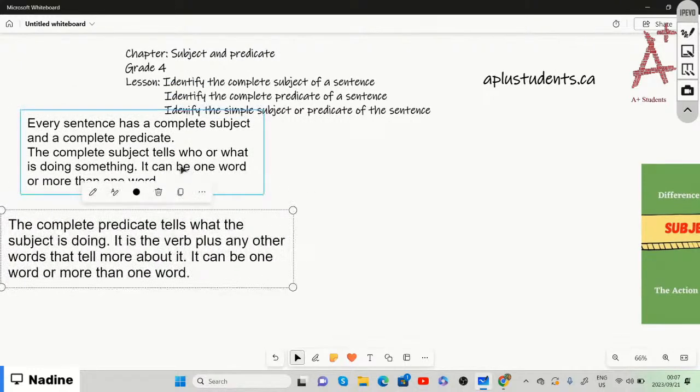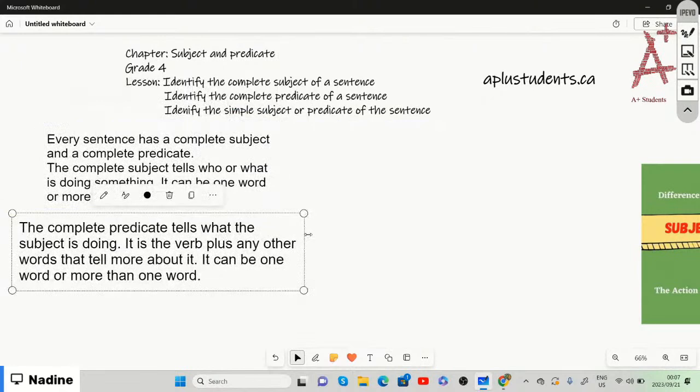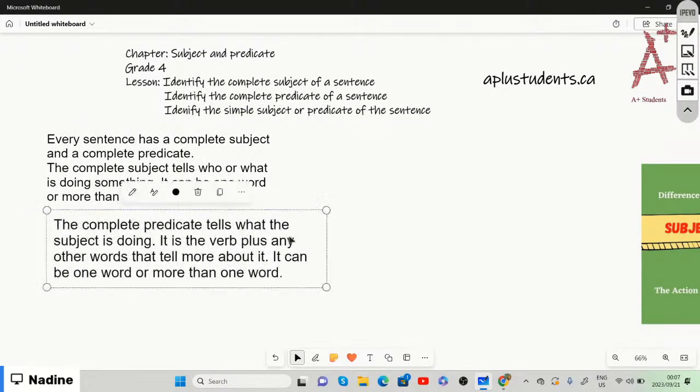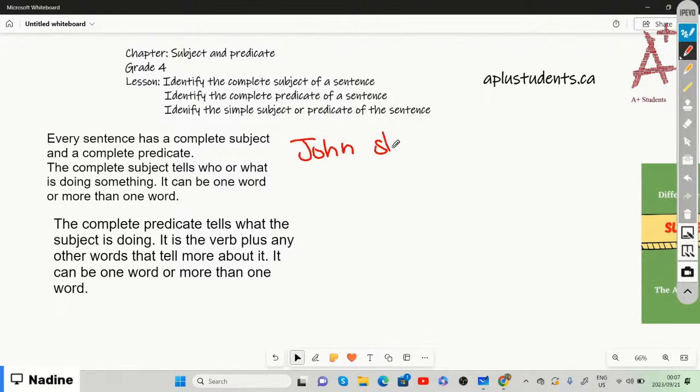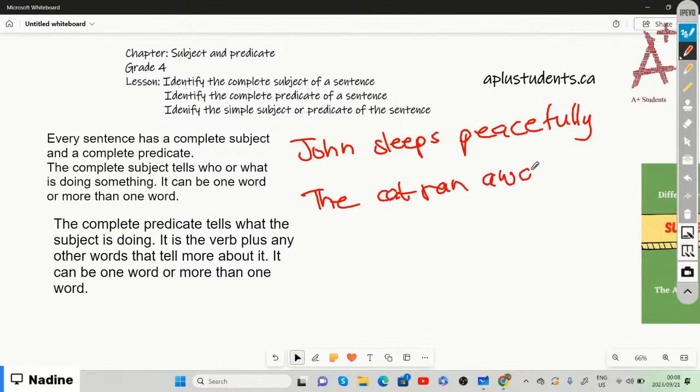And then we have a predicate, and a predicate tells you what the subject is doing. So if I write those sentences again, it was John sleeps peacefully and the cat ran away. Right? So if that is our sentences.